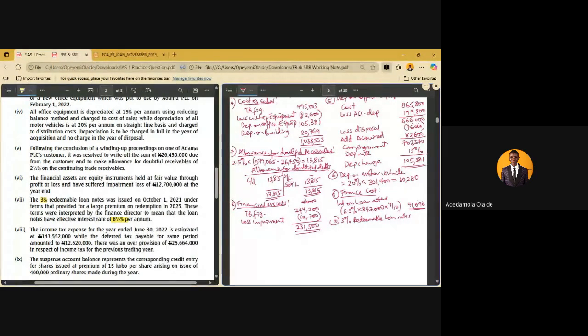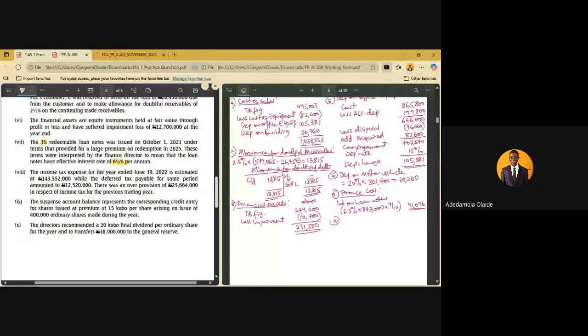we haven't come to the end of year one, so the 3% redeemable loan notes will be, okay.